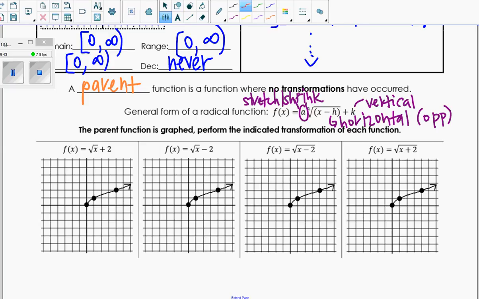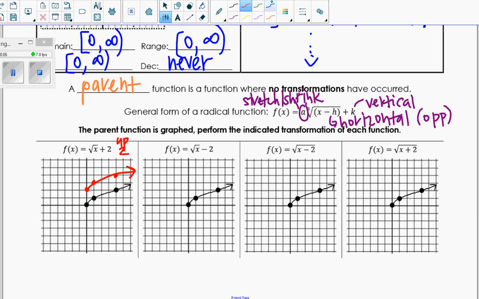That's like being outside of the parentheses in vertex form, so that's a k value. So if this is a k value, that means we're going to go up 2. So I'm going to take every single point and I'm going to move it up 2 from where it was originally. And my new graph looks like that.